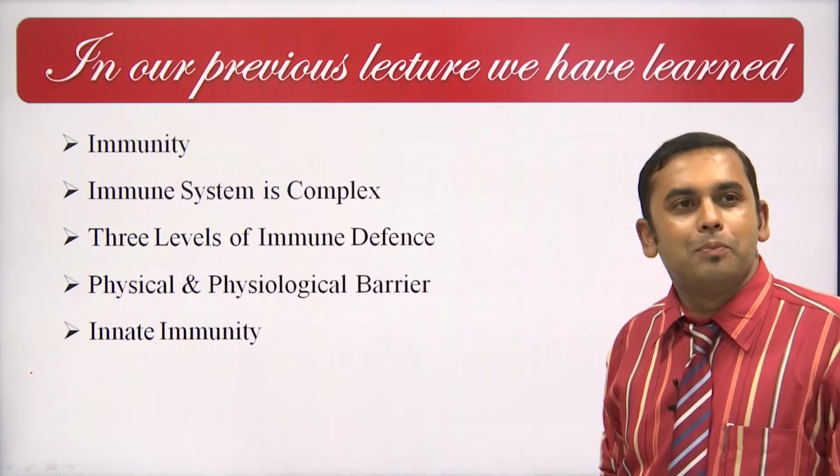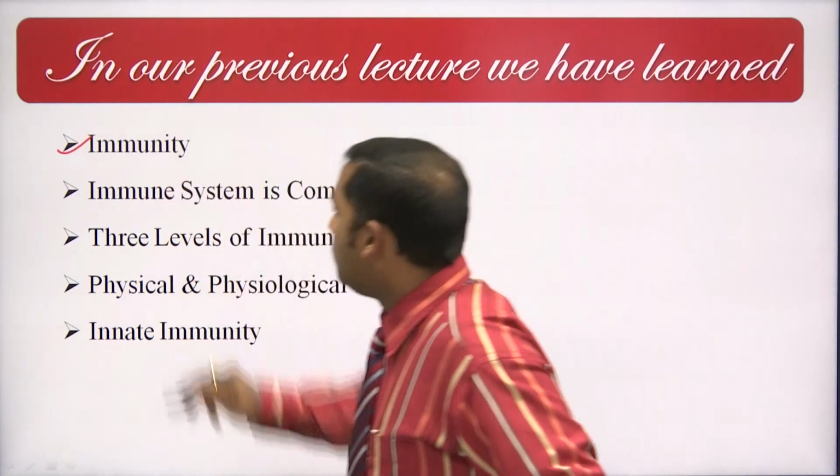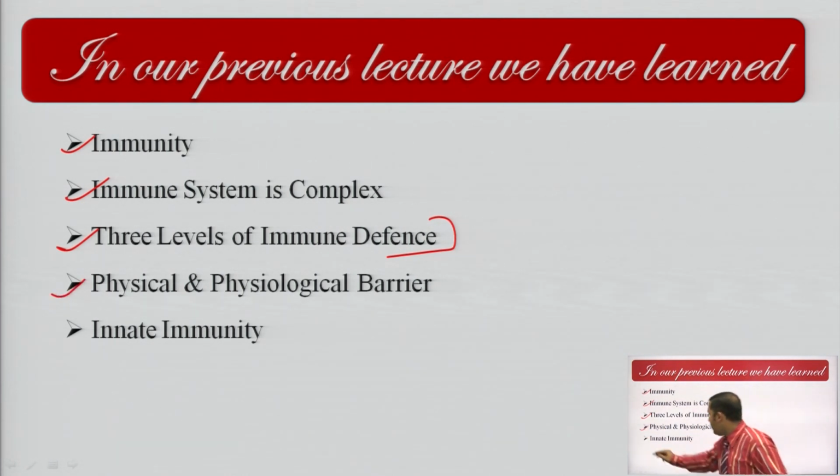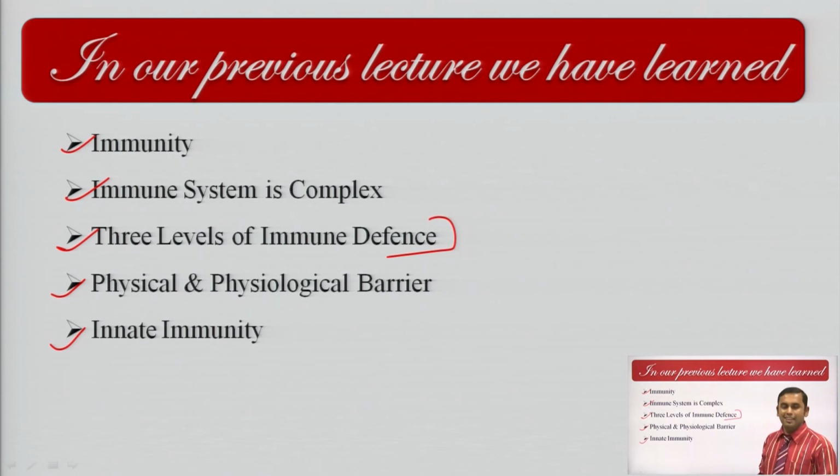In our previous lecture, we learned about immunity. We also saw that our immune system is very complex. I also mentioned that we have three levels of immune defense, and I mentioned the physical and physiological barriers, and the innate immune system. I hope you can recall the previous 30-minute lecture.